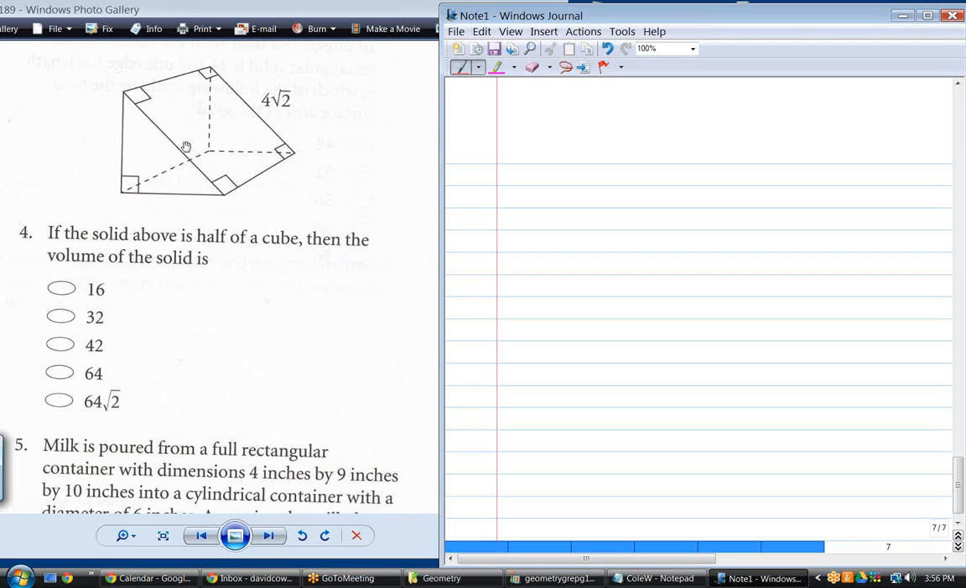thickness in between. So what would the volume of that prism be? Remember, the volume of a prism is the area of the base times, we call it height, but what we really mean is the thickness between the two bases.